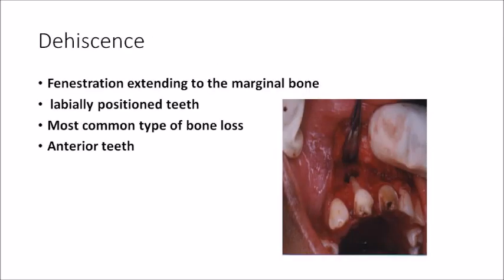Coming to dehiscence. Dehiscence is a fenestration, but it extends to the marginal bone. So it is continuous with the marginal bone. From the marginal bone, it has lost apically along the root surface. This also happens in labially positioned tooth, and it is considered as a most common type of bone loss. Commonly occurs in the anterior teeth.